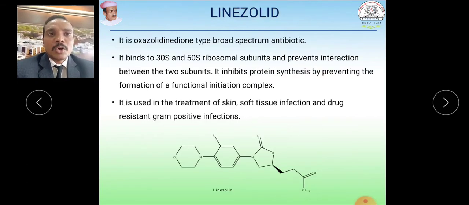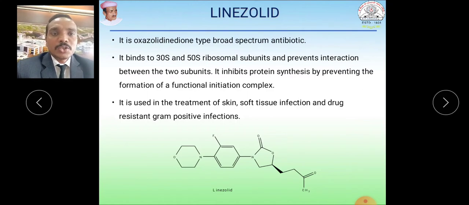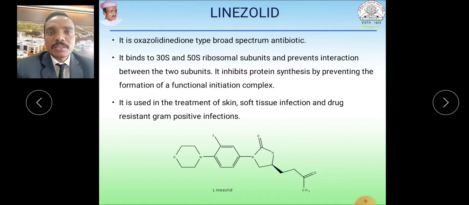And the last drug of the session is linezolid. It belongs to the oxazolidinone chemical class. This is the oxazolidinone ring, having a broad spectrum of activity. It binds to the 30S and 50S ribosomal subunits, which prevents the interaction between the two subunits. So there is no coordination of the 30S and 50S to form a 70S ribosome, so there is no initiation of protein synthesis because of the unavailability of the 70S ribosome.